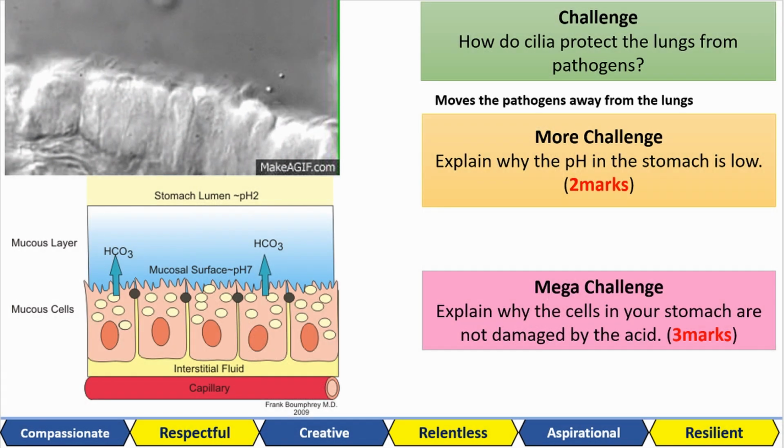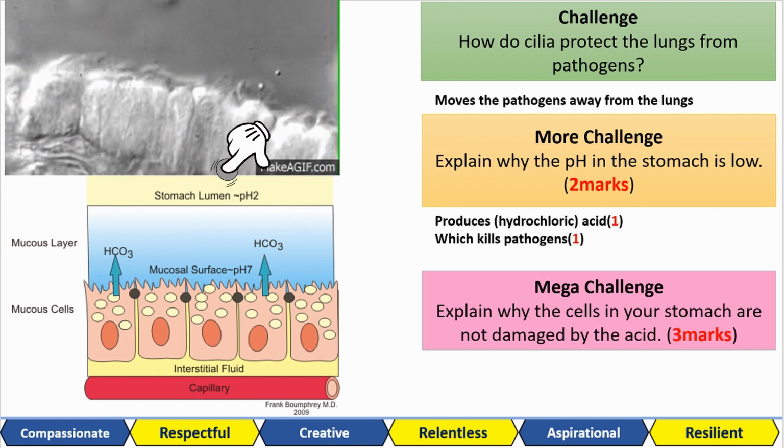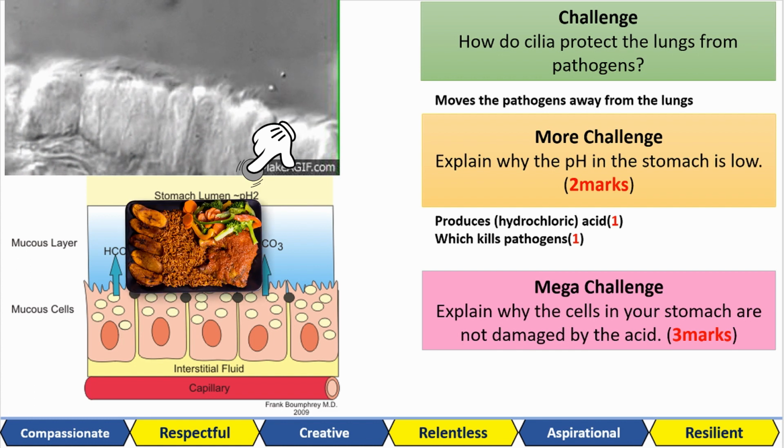We see that the cilia move pathogens away from the lungs. It looks like the pathogens aren't moving too far, but that's because this is a looping GIF. We all know that our stomach produces hydrochloric acid. This acid is able to kill some of the pathogens that enter via our food and drinks.